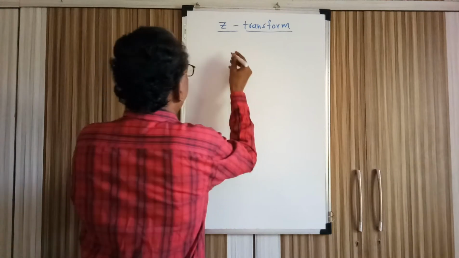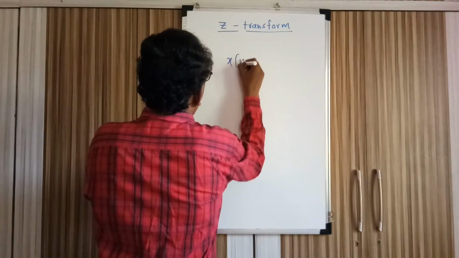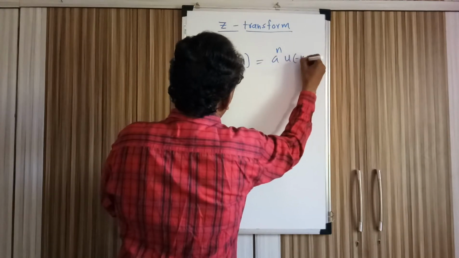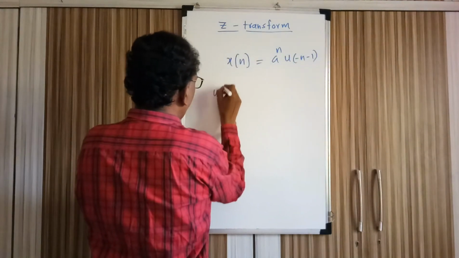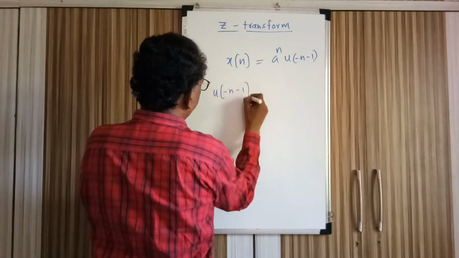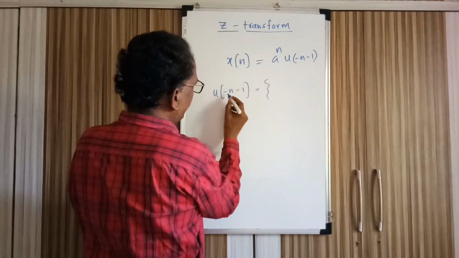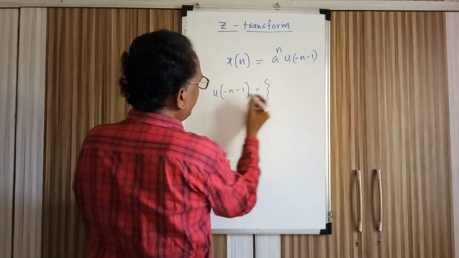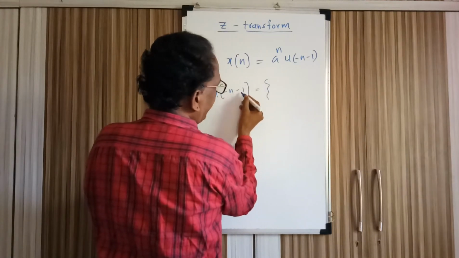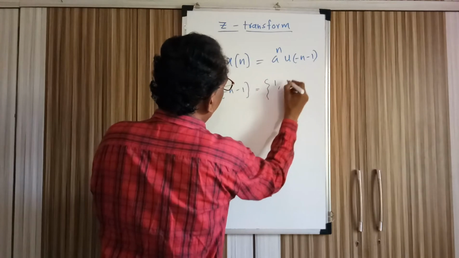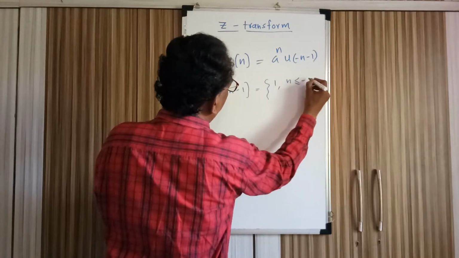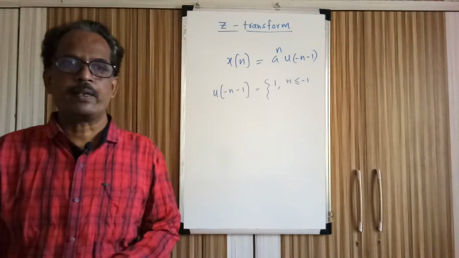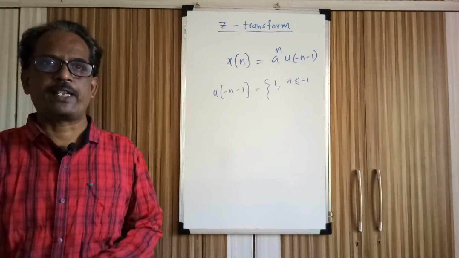So x of n is equal to a raised to n u of minus n minus 1. So for u of minus n minus 1, just put n equal to minus 1. What happens? N equal to minus 1, it becomes u of 0. N equal to minus 2, it becomes u of 1. And n equal to 0, it becomes u of minus 1, which is 0. It is 1 only when n is less than or equal to minus 1. What is less than or equal to minus 1? Minus 2, minus 3, minus 4, down to minus infinity.